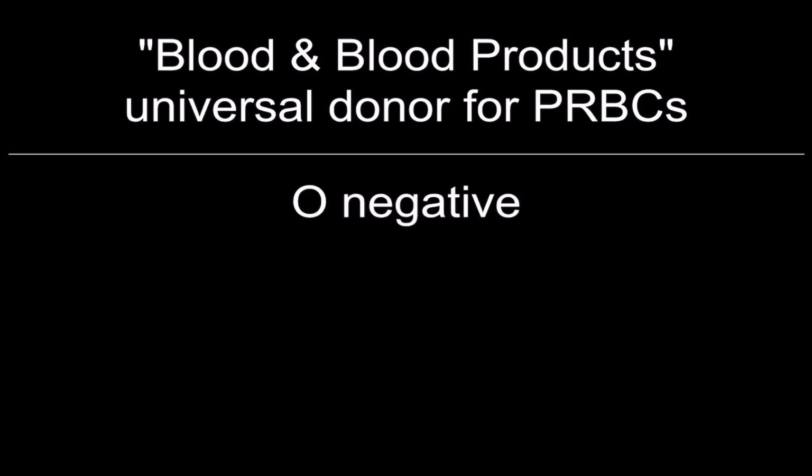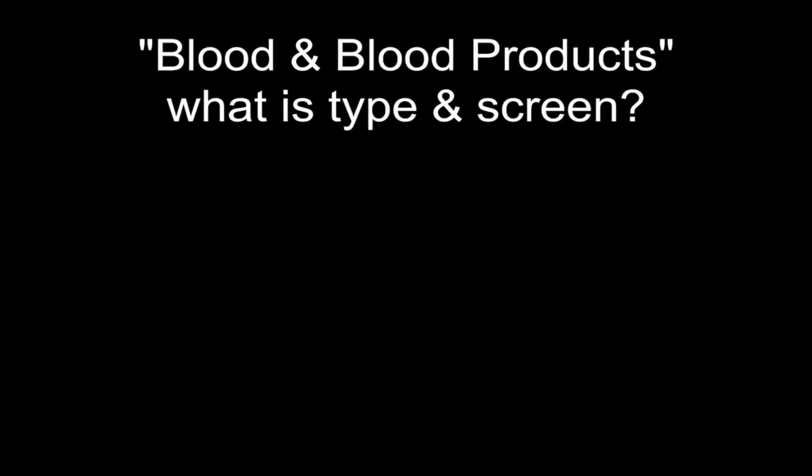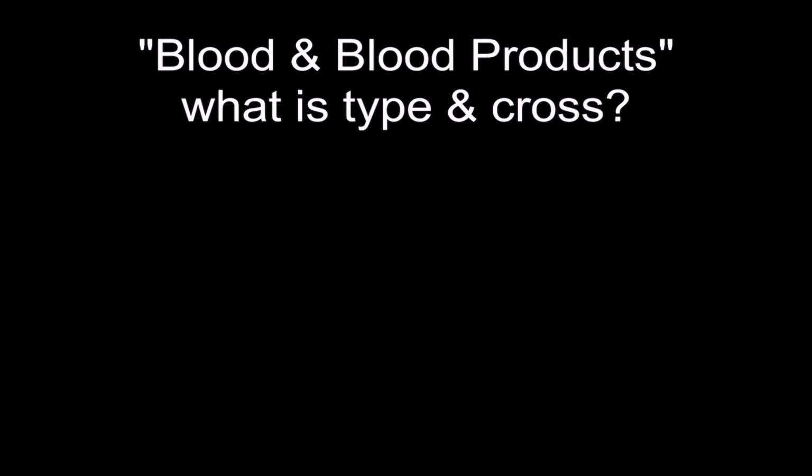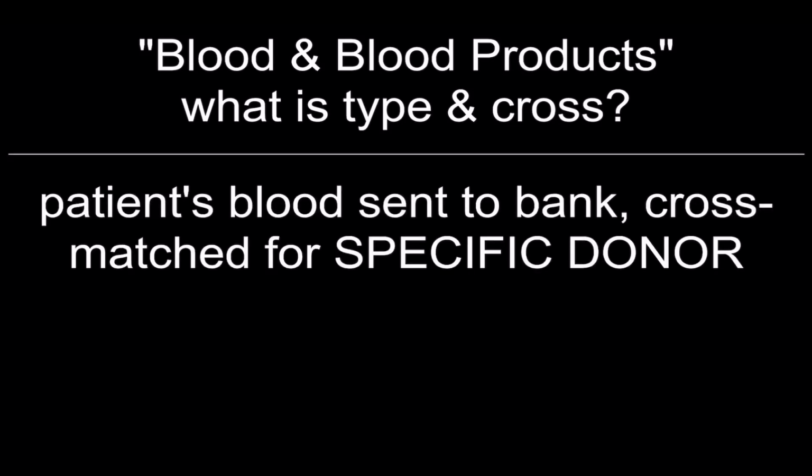Who is the universal donor for packed RBCs? O negative. Who is the universal recipient for packed RBCs? AB positive. What is type and screen? You determine the blood type and you screen for antibodies to other types. What is type and cross? Patient's blood is sent to a bank and it's cross-matched for specific donors.